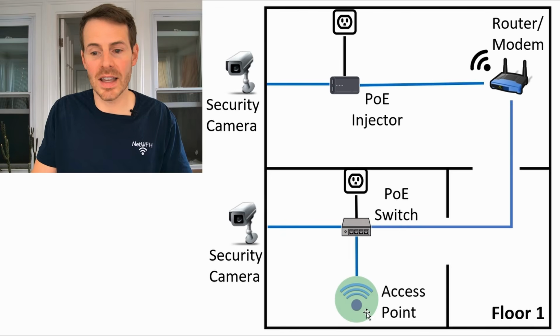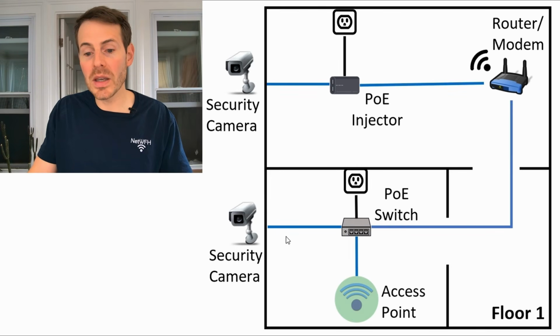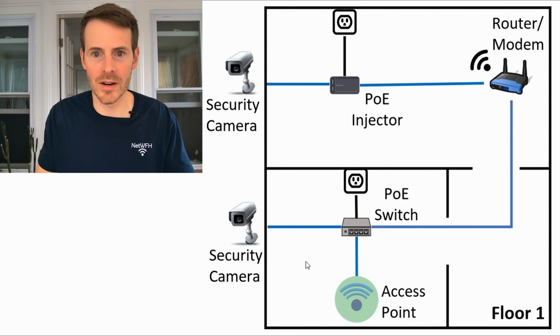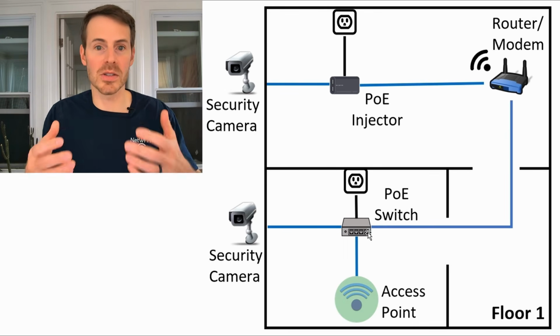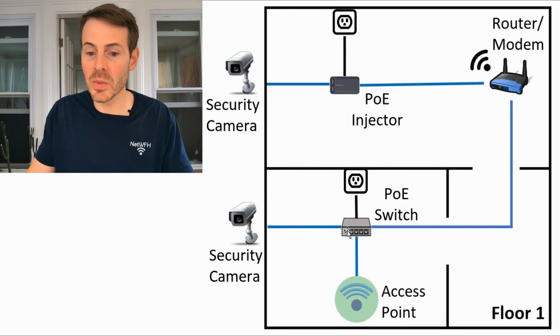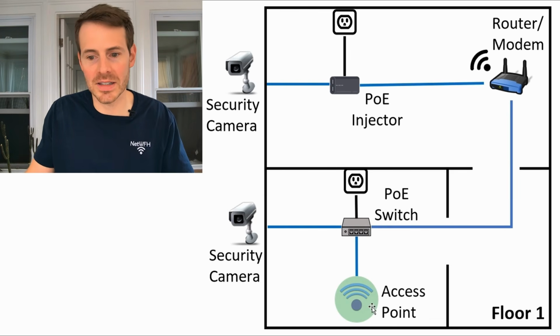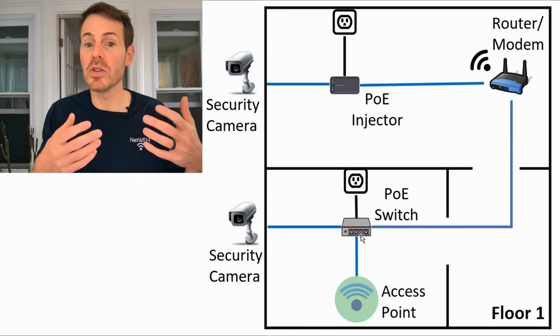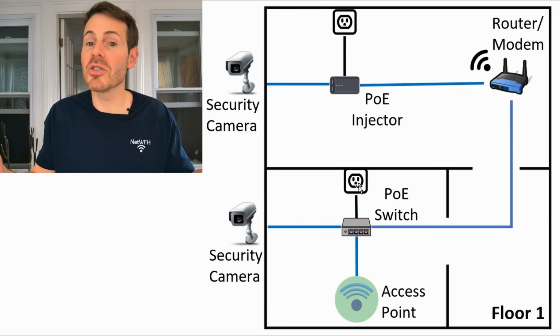So this is a case where we might want to use a PoE switch, because these two PoE devices are close to each other. So it makes sense. We have one Ethernet cable from our router to our switch, and then from our switch, we can have shorter Ethernet cables to our security camera and wireless access point. Then you can still use one outlet. You connect your PoE switch to the outlet, and you should be good to go.